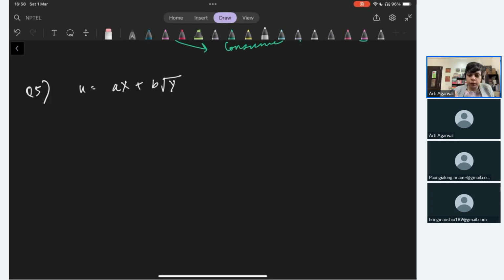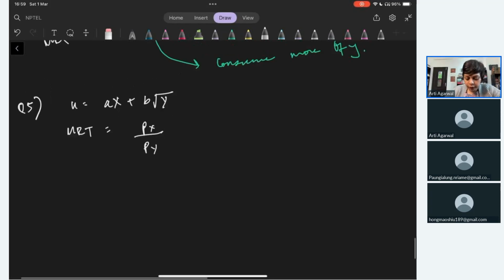So because we're given the prices, we know that MRT is just basically Px by Py, and I'm kind of ignoring the sign here. I'm ignoring the negative sign here because we're not really going to use the negative anywhere. So I'm just removing it for now. Okay, and we need to now find the MRS.